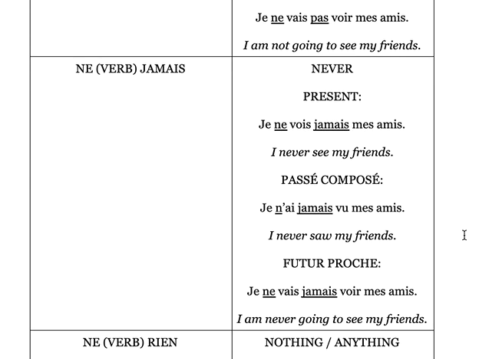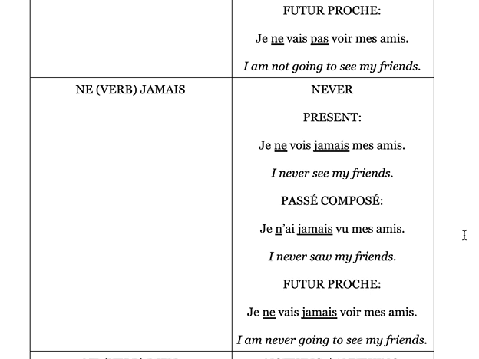Now look, here's another one that's super important. Jamais means never. And we're going to follow the same rules of placement in the present tense. Je ne vois jamais mes amis. So you need to write that in on your lesson guide, okay? It means I never see my friends.